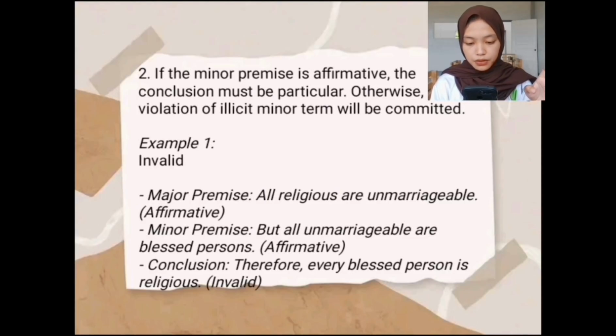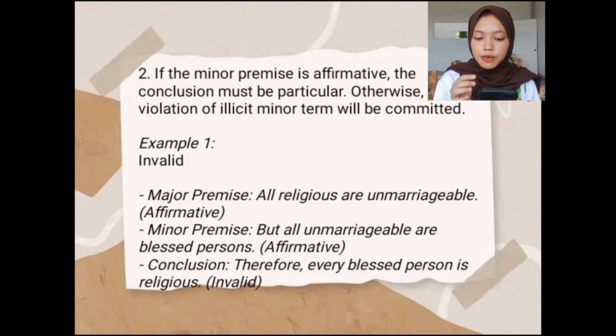Okay. This rule ensures that the conclusion does not make a broader statement about the minor term than what it's supposed by the minor premise. Okay, so when the minor premise is affirmative in a syllogism and the conclusion must be particular, the minor term must be distributed in either the minor premises or the conclusion, but not both. This ensures logical consistency and validity in the argument.